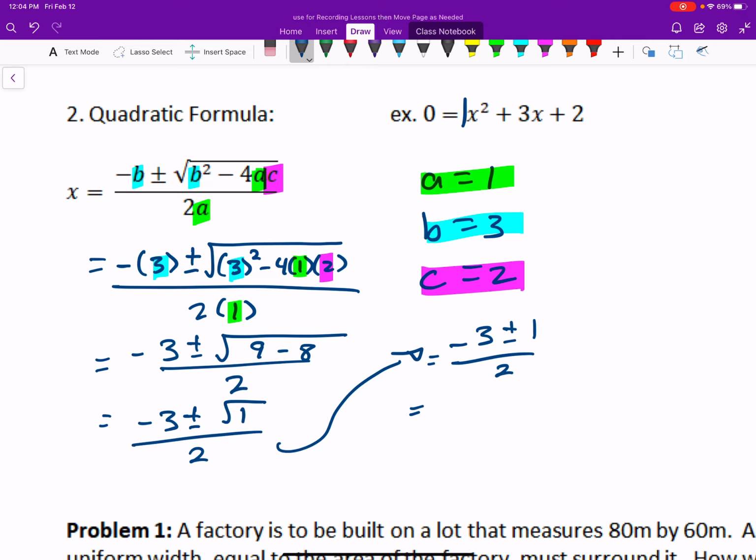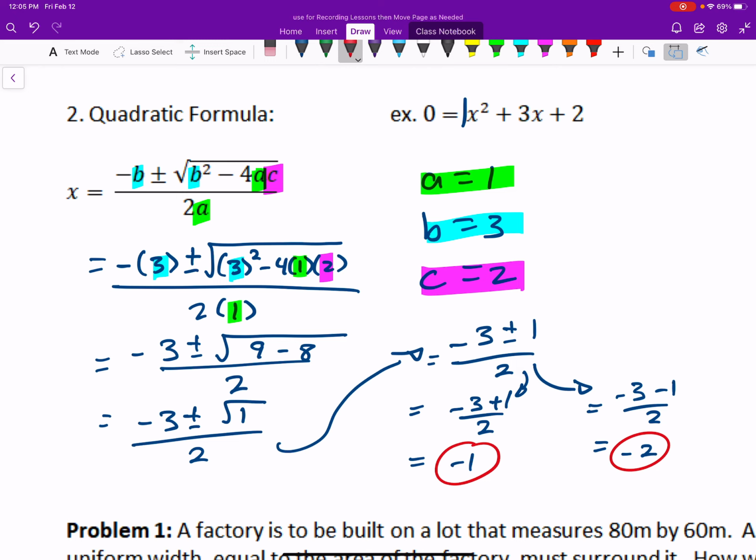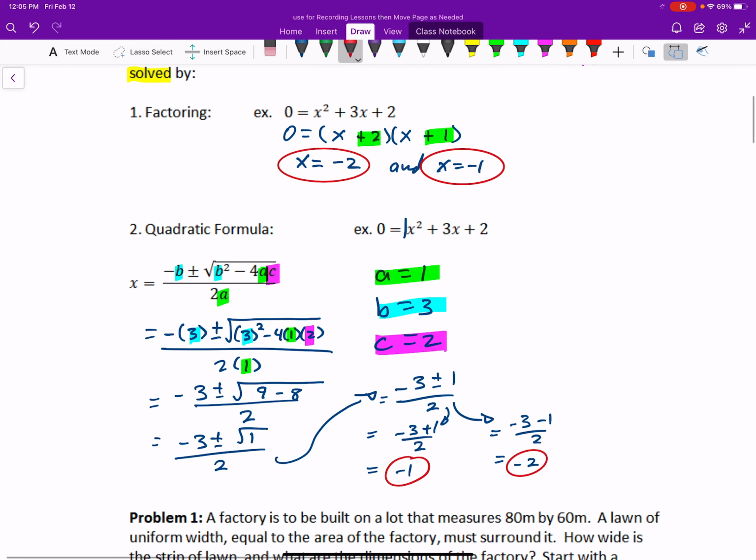This plus or minus gives me, if I do a plus, -3 plus 1 over 2, which would give me -2 over 2 or -1. That would be one of my solutions. Or if I was to do the minus sign, I would have -3 minus 1 over 2, which would be -4 over 2 or -2. And those match up with the answers I got above because it's the same equation. I need to get the same answers, obviously.